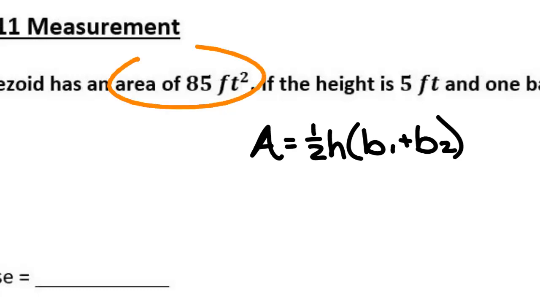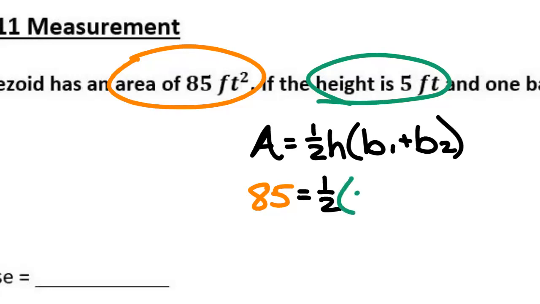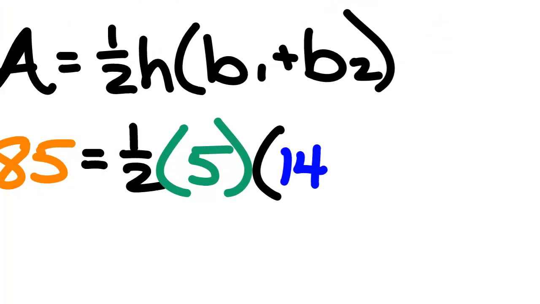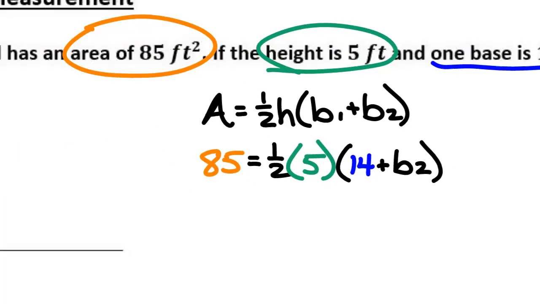So we know that the area of this trapezoid is 85. So 85 equals 1/2 times the height of 5 feet times base 1 plus base 2. Well, one of the bases is 14. And we don't know how big the other base is, so I'm just going to leave that as base 2. All right, we need to get rid of the 1/2 and the 5. I could always find half of 5, but is that a whole number? No. Then I'd rather get rid of that fraction a different way.